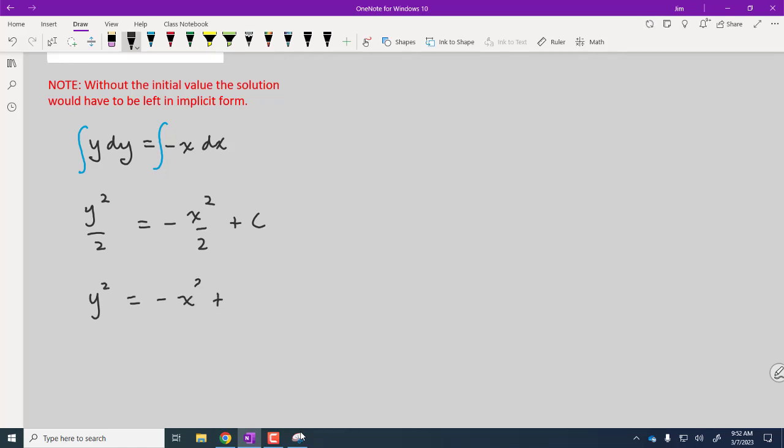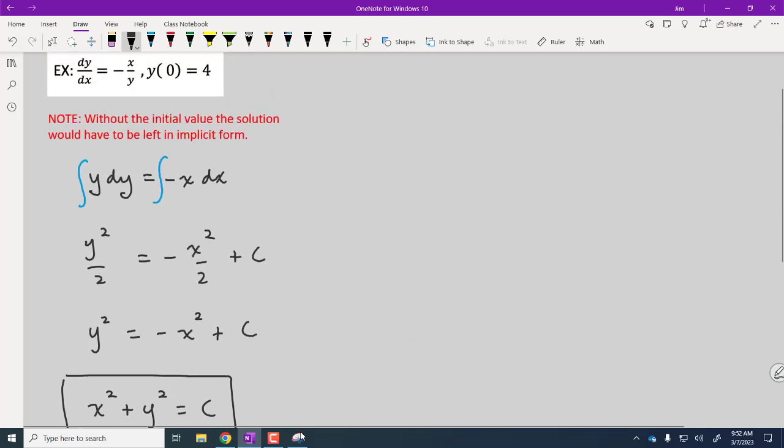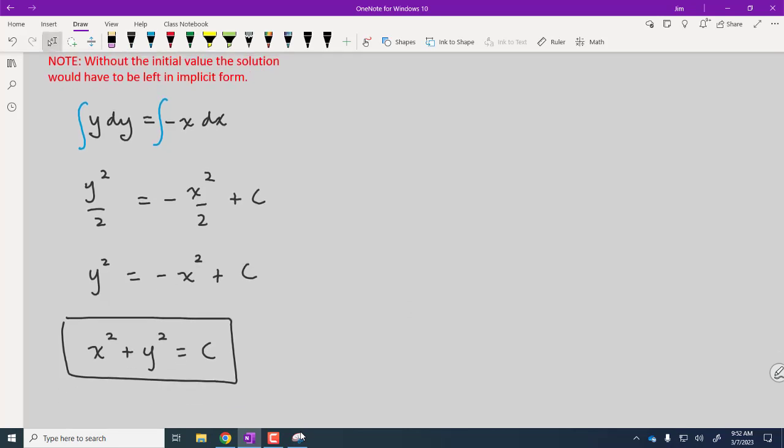And here's where we can say, oh, constant multiplied by 2 is still a constant. We'll just keep it as a c. And then normally we would write this probably as x squared plus y squared equals c. So here is our general implicit solution. We cannot isolate y there in the explicit sense. We could write it as y equals plus or minus the square root of c minus x squared, but that's not helpful.